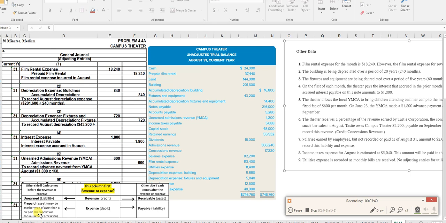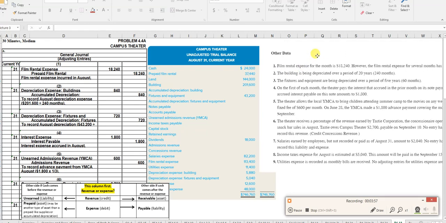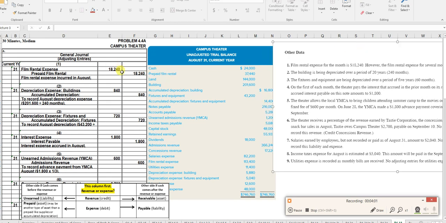Now I have to ask myself how much. I want to know how much is used up. This is how much is still prepaid, but this one says $18,240 is used up, so I want to put the $18,240 in there. Notice $37,440 minus the $18,240 is the amount that is still left to be used.